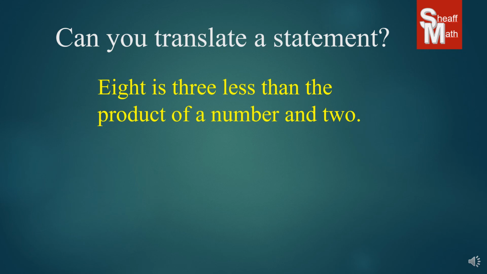Okay, 8 is 3 less than the product of a number and 2. I put this one in here because the equal sign comes pretty quick. So it's going to be 8 equals, and then 3 less than the product of a number and 2. Remember, 3 less than means it's going to be subtracting after whatever comes next. The product of a number and 2 is 2n. I used n for my variable this time. And so we have 8 equals 2n minus 3.